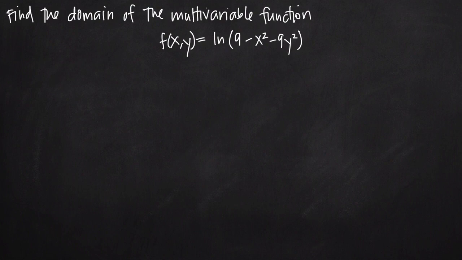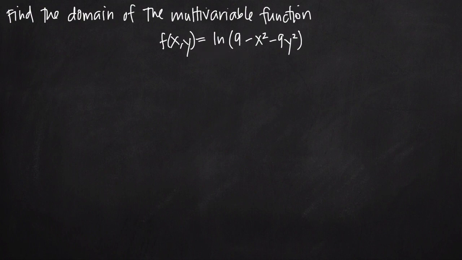So this is going to be similar to the process we followed when we were looking for the domain of a single variable function, where we just had some function for y in terms of x. Now we have a function for z in terms of x and y, so multivariable. All we're going to be doing is looking for points where this function is undefined.